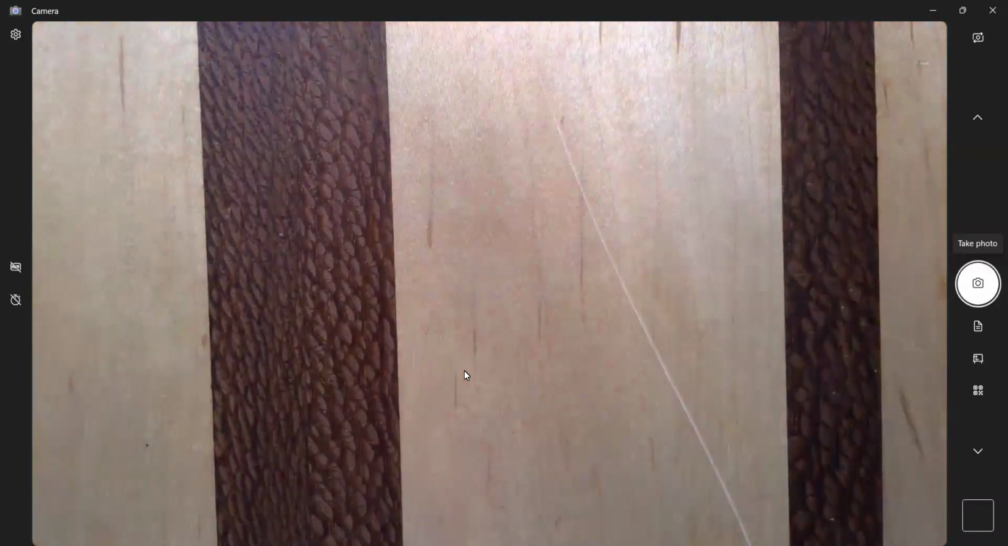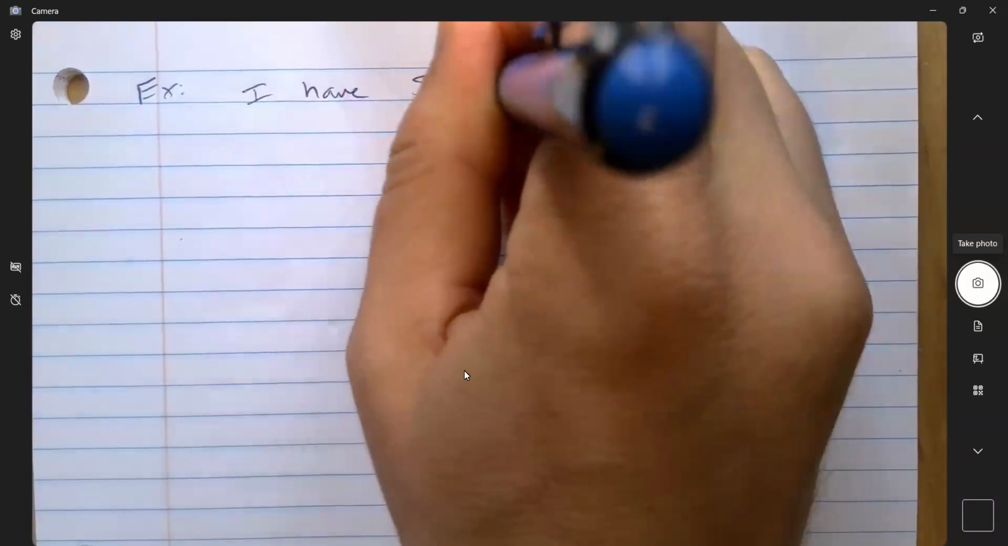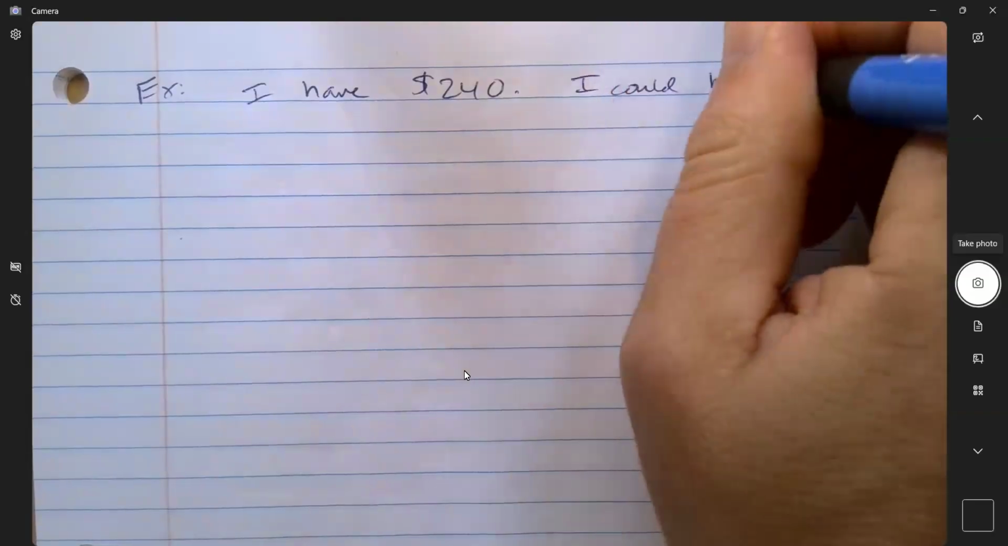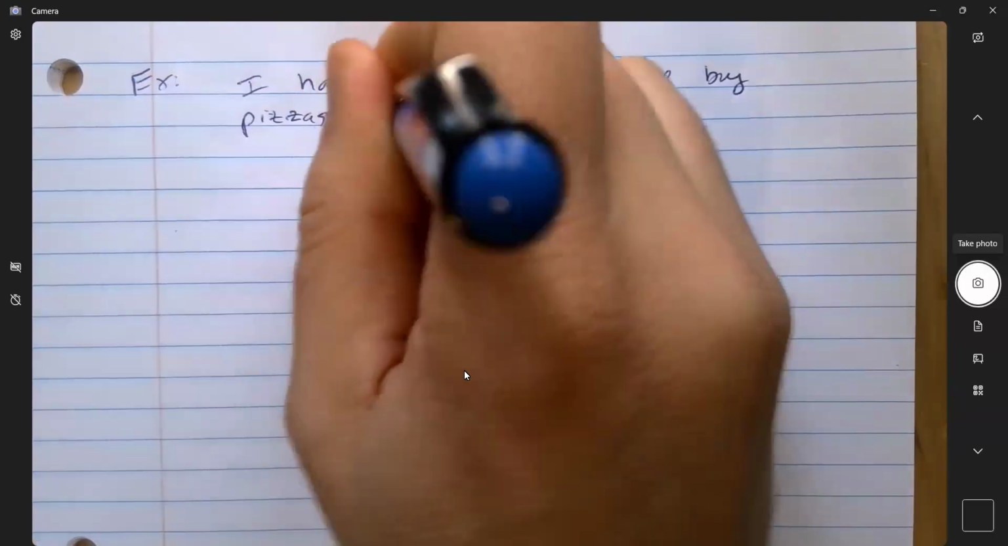Let's do one more example. It's almost always going to be in terms of money. It could be in terms of time, but it's usually some limited resource, right? Some constraint. I have $240. I could buy pizzas or ramen.